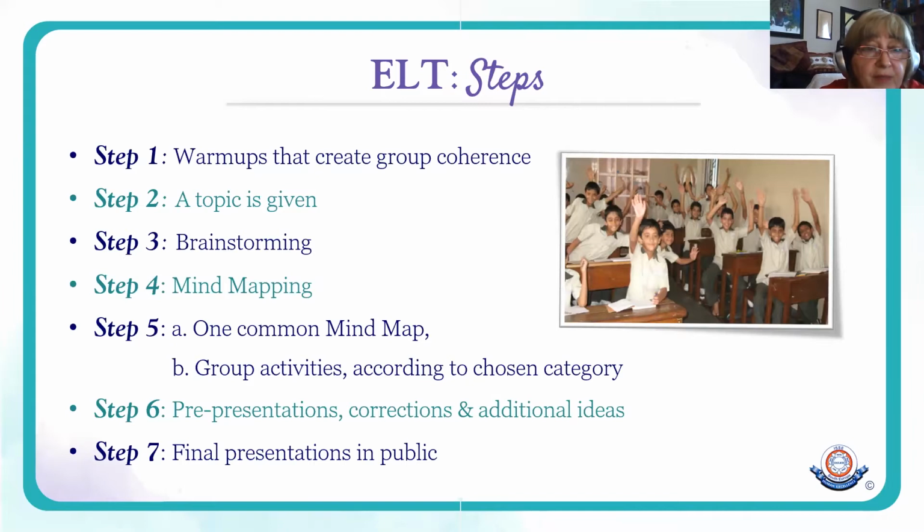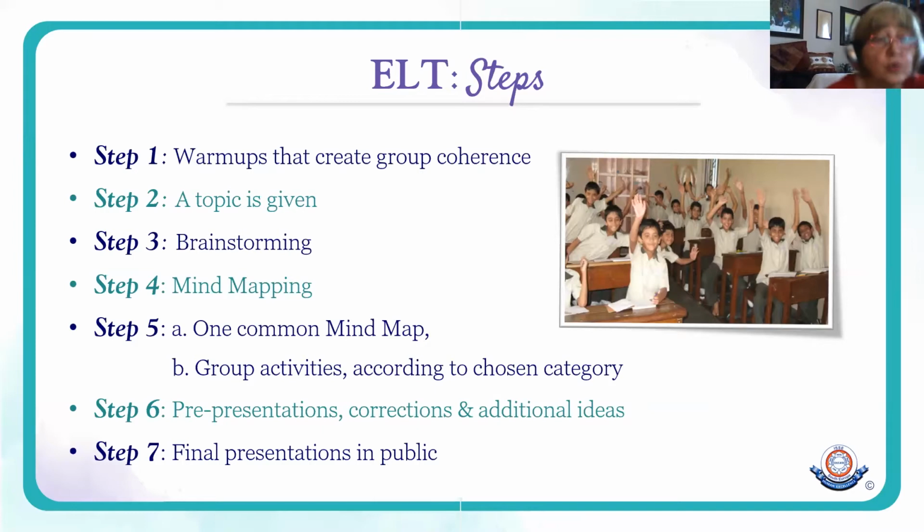After that, a topic is given, and then we do brainstorming, producing a lot of ideas according to this topic. Then we organize a lot of ideas into mind mapping. And then in step five, which is most complex, we do one common mind map out of several maps which are created in smaller groups. And then children have the task to do something with the topic they have chosen. I will show you later how this process goes concretely. When we finish this process, then we do pre-presentations in front of the whole group. And the final step is to present what we have created in public, in front of others who are important to us.